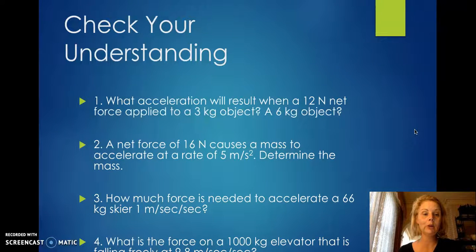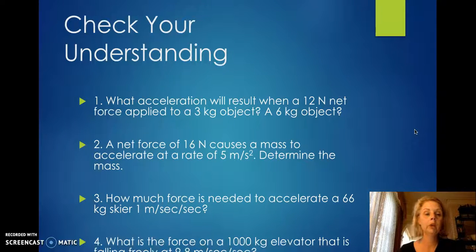Okay, so now we're just going to do a little bit of math here. I want you to pause the video and have a go at these. What acceleration will result when a 12 Newton net force, so that's F, acts on a 3 kilogram object? So 12 equals 3 times what? It's 4. If it's a 6 kilogram object, 12 equals 6 times what?